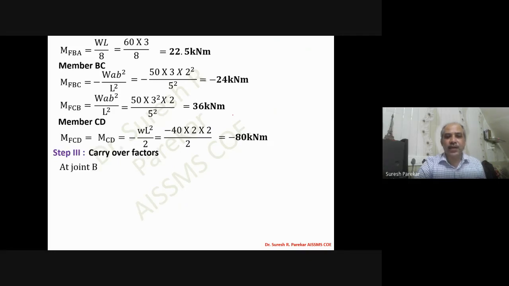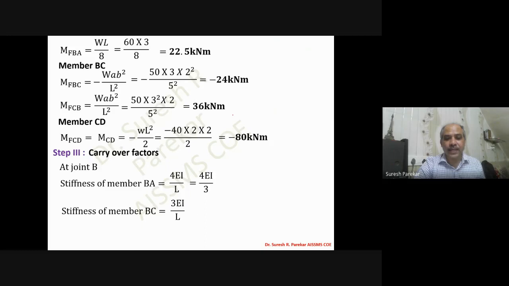Now step 3, we have carryover factors. For joint B, I have member BA, 4 EI by L, 4 EI by 3, and then for the stiffness of member BC, I have 3 EI by L, 3 EI by 5.